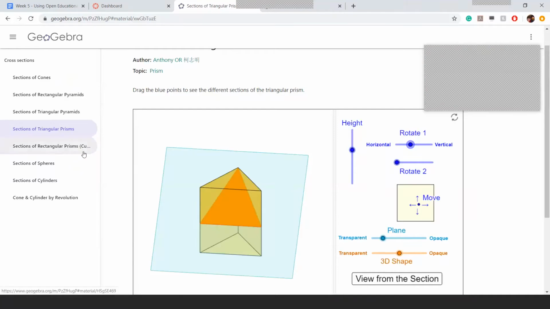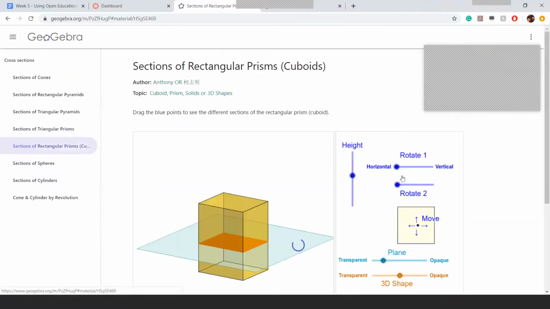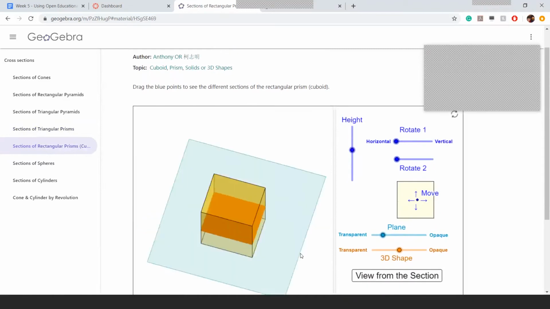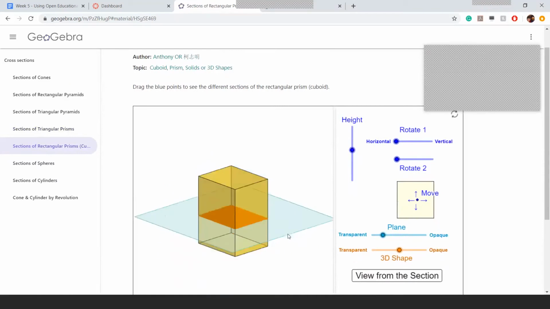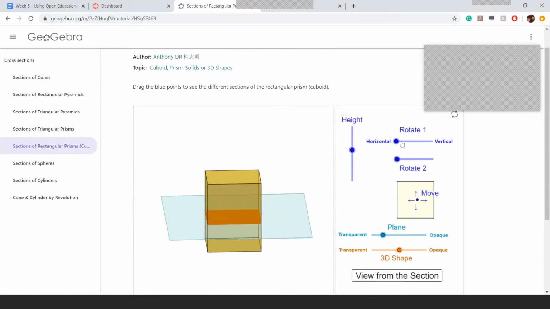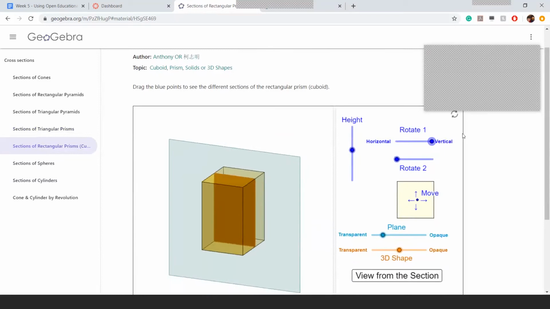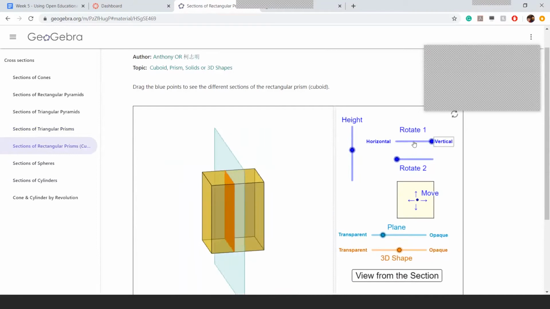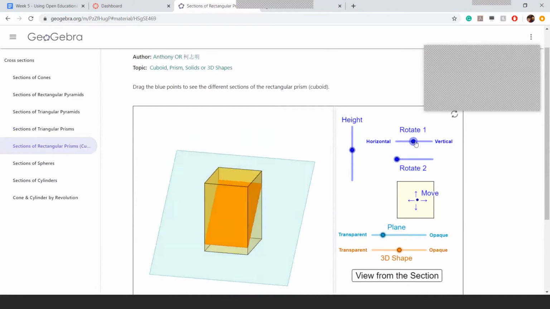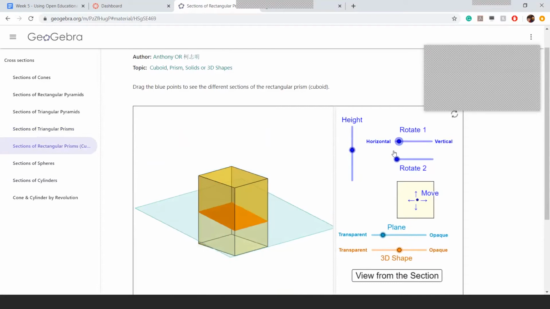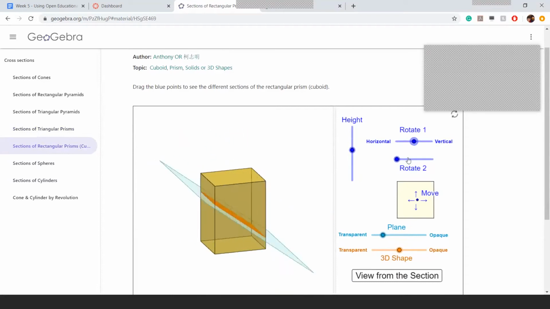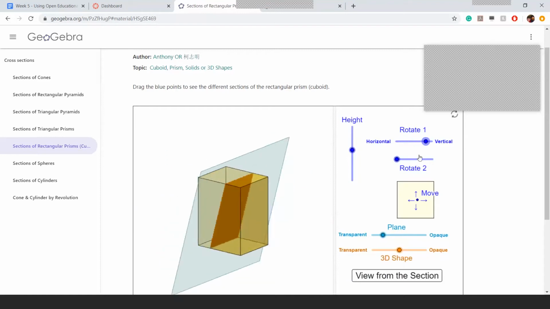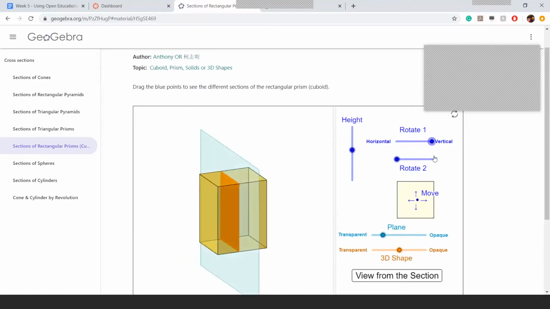So looking at rectangular prisms, I could tell already my horizontal is a rectangle for sure. If I were to rotate the vertical, I get another rectangle. Now, diagonally, if I want to rotate this to be diagonal, I still maintain that rectangular shape all throughout. No matter what, you will always have a rectangular shape when you cut through a rectangular prism.